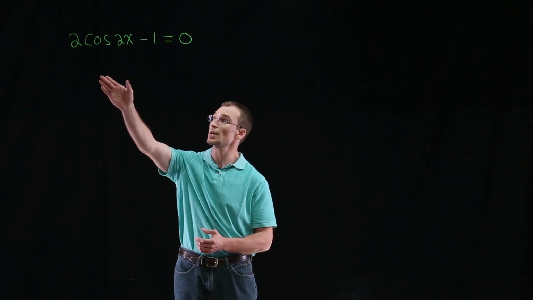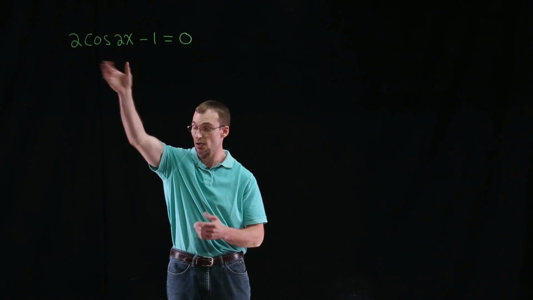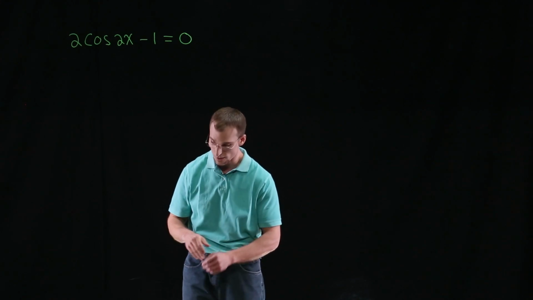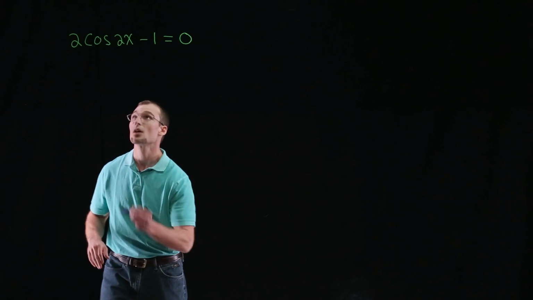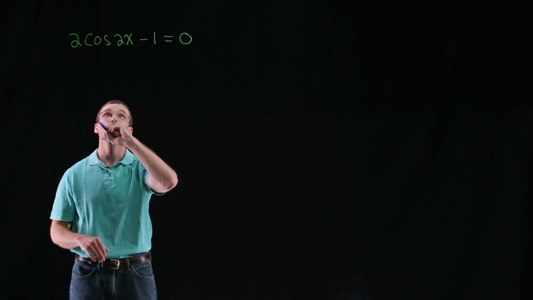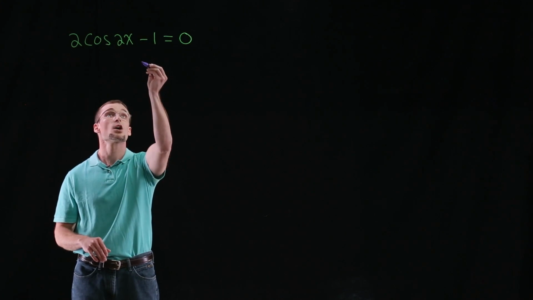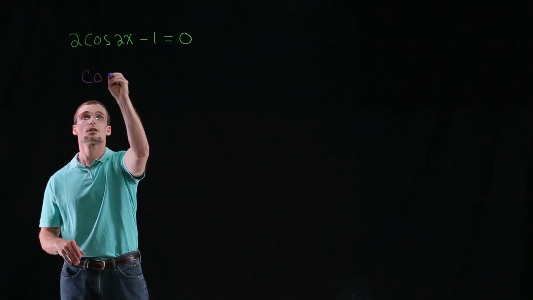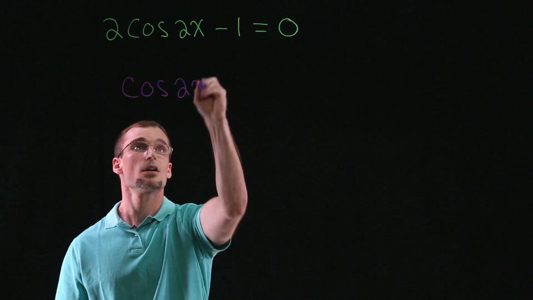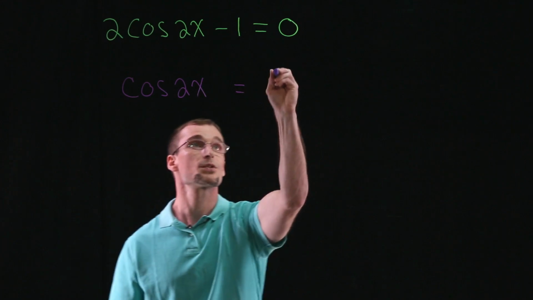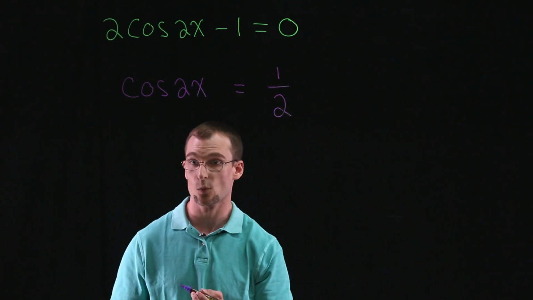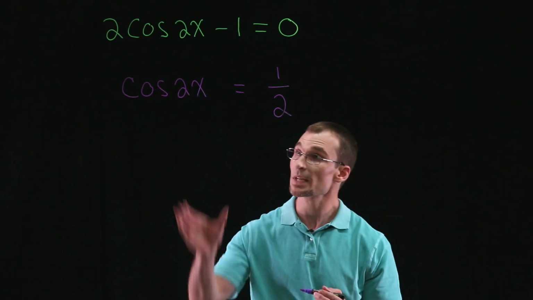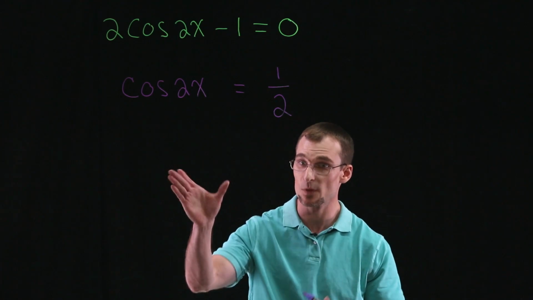Namely, since we have our equation in a single trigonometric function, namely cosine, we're going to isolate the cosine function on one side and bring all our constants over to the other. So 2 times cosine of 2x minus 1, we'll add 1 to both sides and divide by 2, giving us cosine of 2x equal to positive 1/2. So far, so good. Now, in proceeding, we're also going to follow the same steps that we've done before.